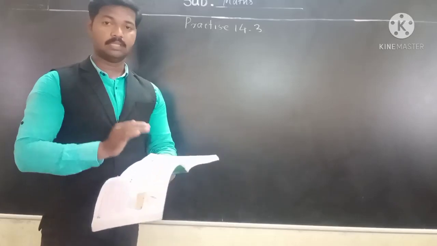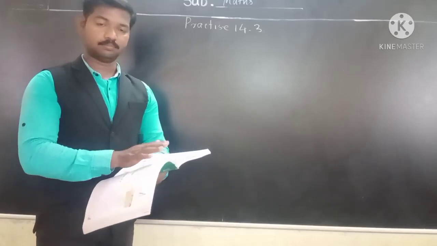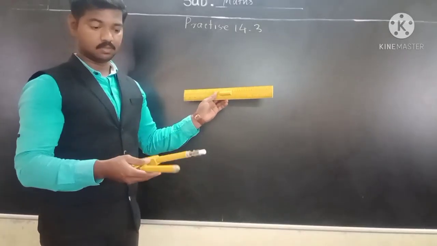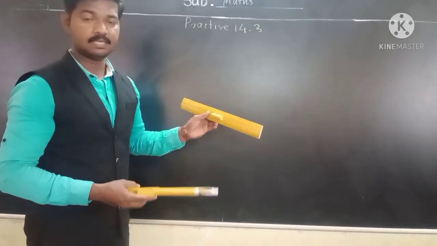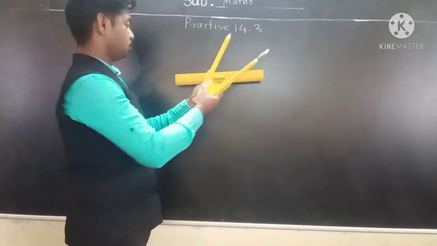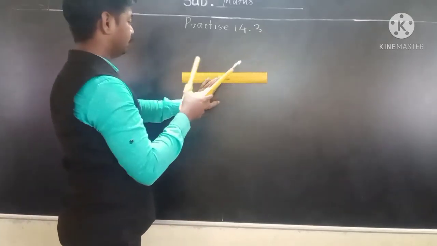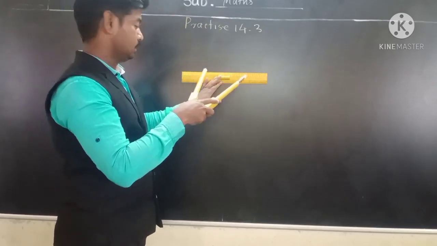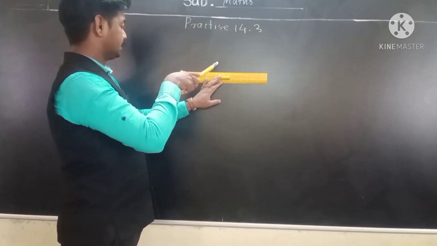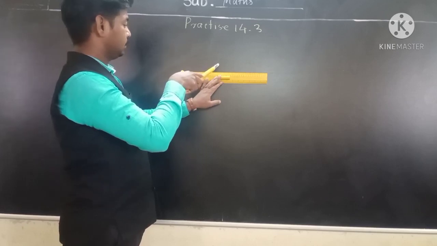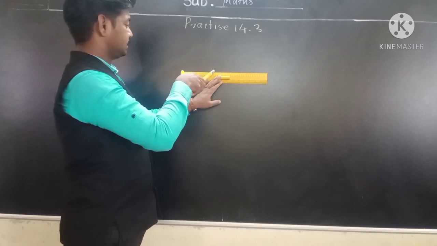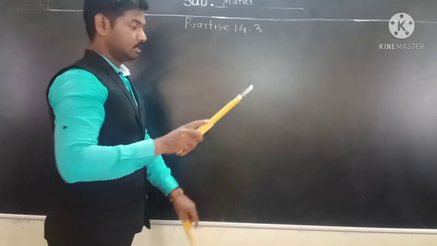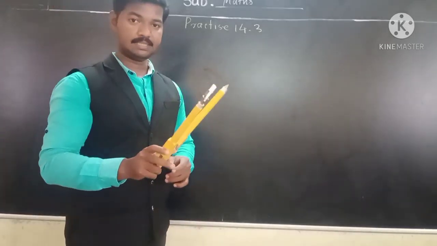Now I'll show you how to take a distance with the help of your compass and scale. See here, this is your scale, and the radius given there is 4 centimeters. First you have to place the metal point on the 0, the first big line on your scale. Then you have to take a 4 centimeter distance in your compass. After taking the distance, you don't have to move it. You have to keep this as it is.